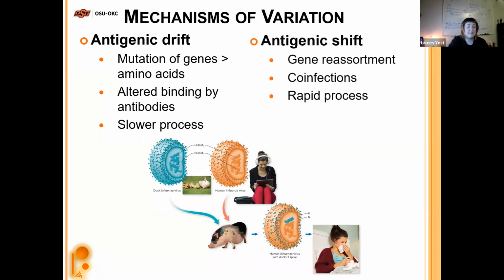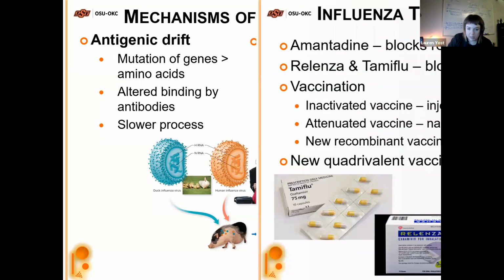The other one is antigenic shift. Big steps, okay? Drifting slowly in the wind versus shifting completely, okay? Big change. This is gene reassortment. This is co-infections. It is a rapid process. So co-infections is what's depicted down below. We have infection. There's a duck. Oh my God.